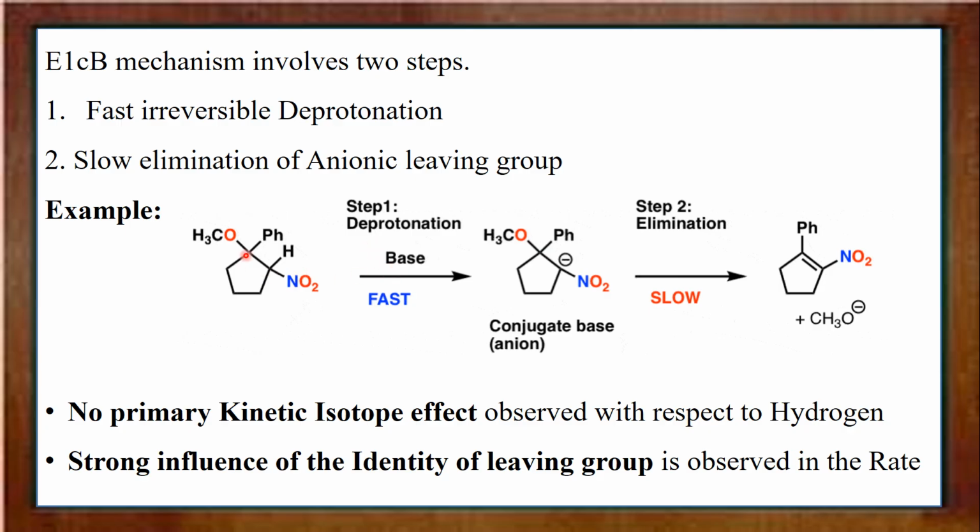And here, when we replace the methoxy group by a better leaving group, then the reaction goes faster. This shows the strong influence of the identity of the leaving group. So, when we change the leaving group, the rate of the reaction changes. Therefore, this second step, where the anionic leaving group is removed, is the rate determining step.